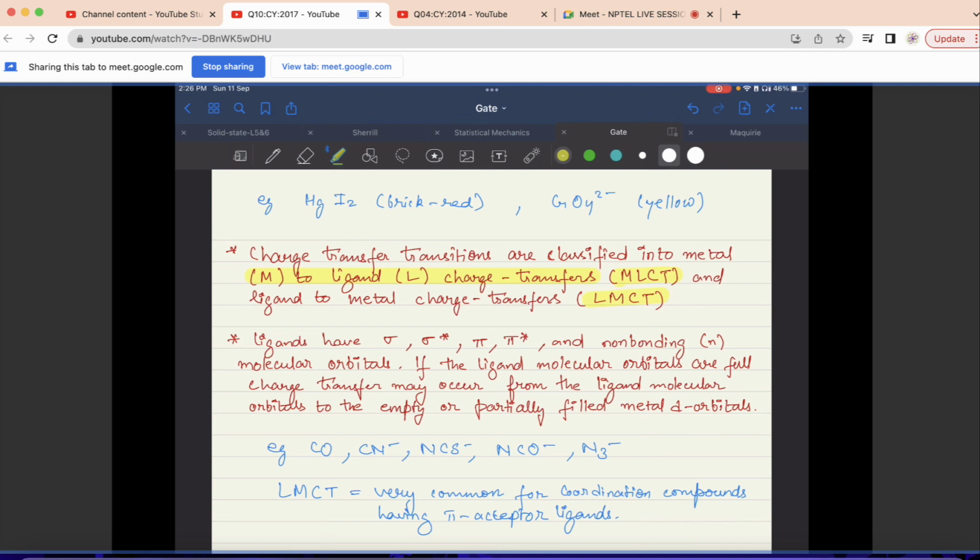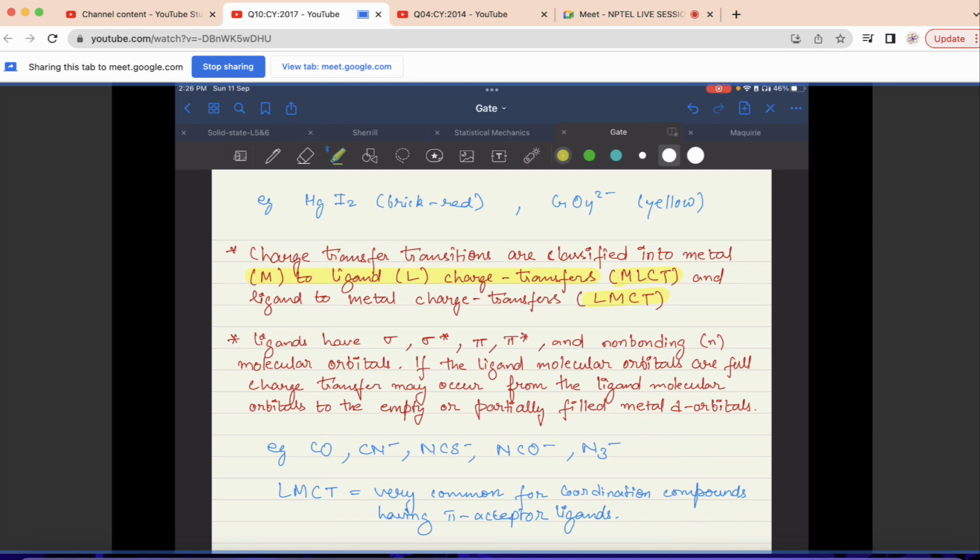There are two other categories also, where two oxidation states of the metal are present. So it will be a metal to metal transition, and if two oxidation states of the ligand are present, then it will be ligand to ligand. But here we will focus on the LMCT first.